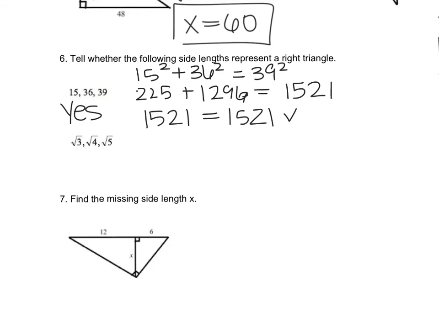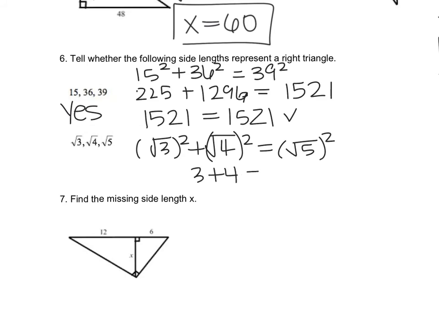So we're going to do the same thing for the next one. We want to do square root 3 squared plus square root 4 squared equals square root 5 squared. So the nice thing is, whenever I square root, those end up canceling. So I'm just checking to see if 3 plus 4 equals 5. And 3 plus 4 is 7, and 7 does not equal 5. So for our second set of lengths, no, they do not represent a right triangle.